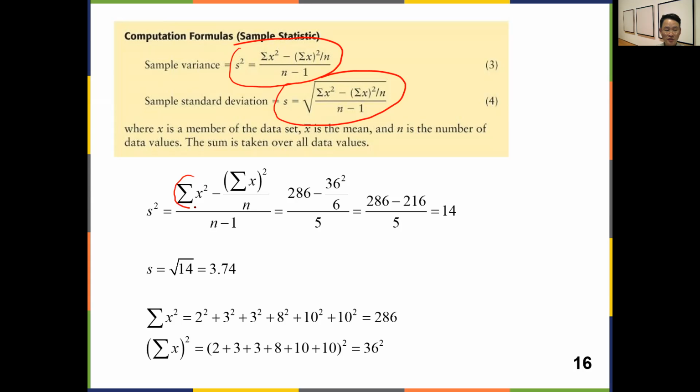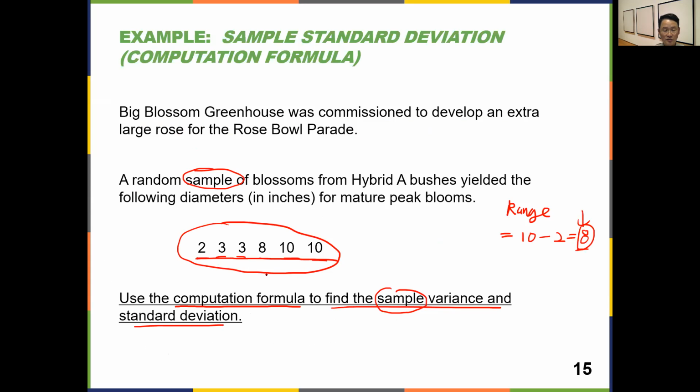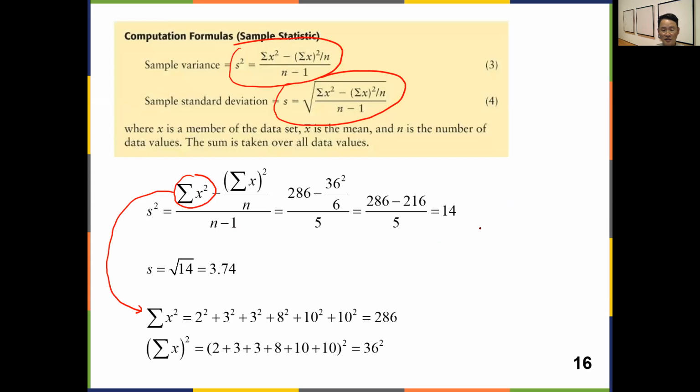This part right here, like I described in here: what was our original data? 2, 3, 3, 8, 10, 10. This was our original data. You square each one of these, like we did in here, and then add them up. That's this part, and you got 286.